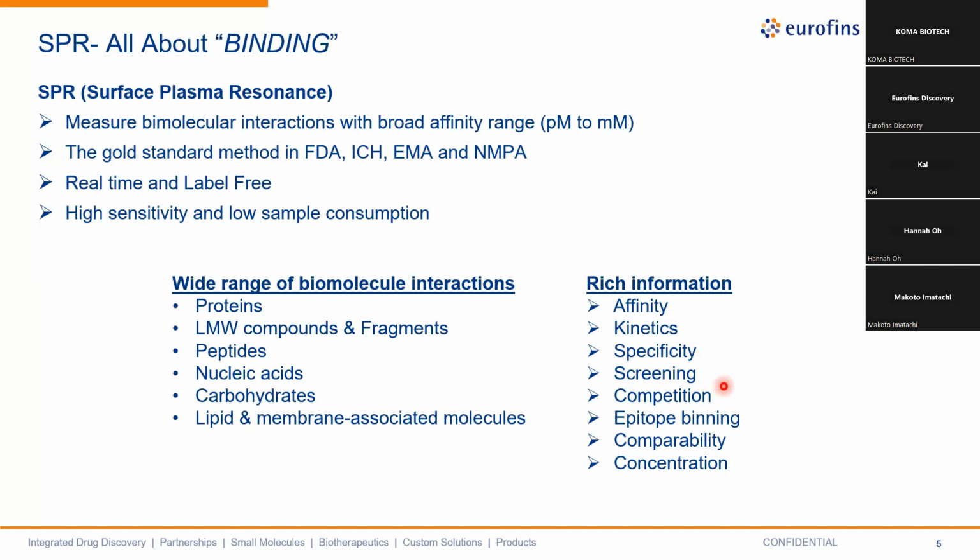Because it's relatively high throughput, it can be used as a screening tool, single dose screening. It can do competition to see if two drugs compete for the same binding site. For the small molecule application, it can also work on large molecule applications as well. For example, epitope binding, comparability, and concentration measurement, the active concentration measurement in the sample. SPR can also detect that.